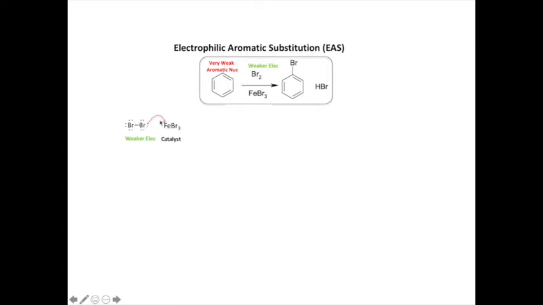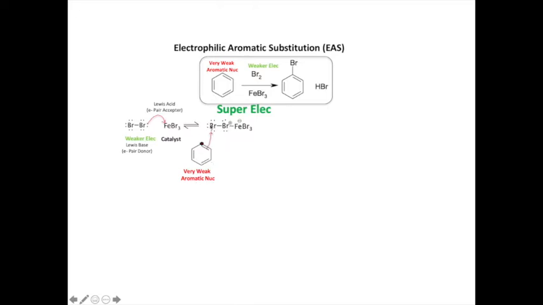And look at that. It does a Lewis base, Lewis acid, lone pair donor, lone pair acceptor reaction. And now we get to this point, and that is the super electrophile. Look at that, I made it super. And now the very weak aromatic nucleophile can react because this is super.